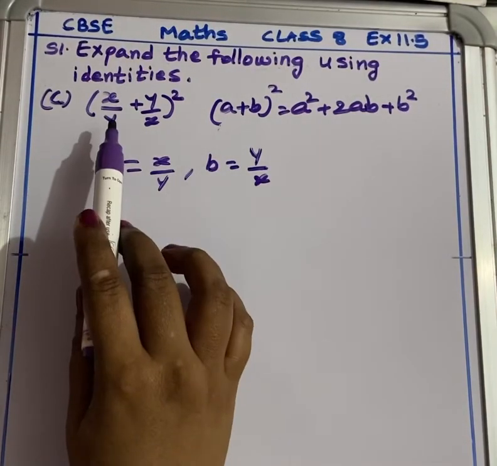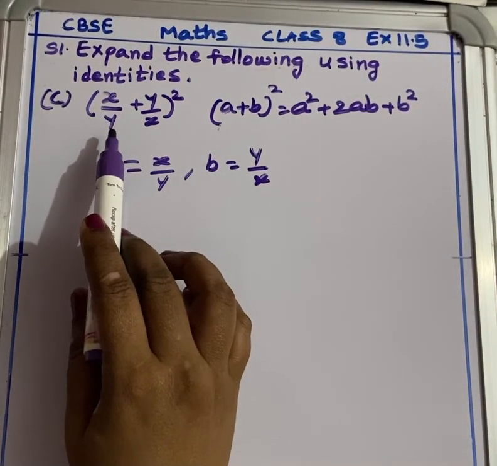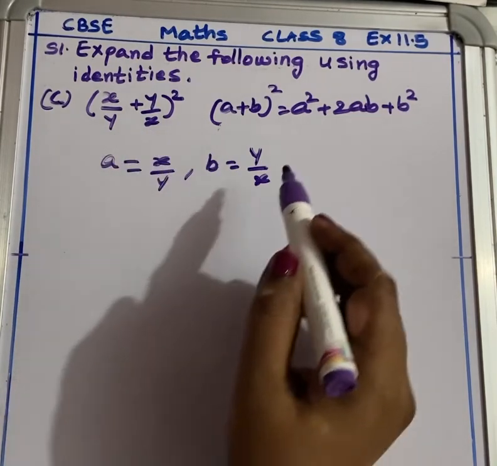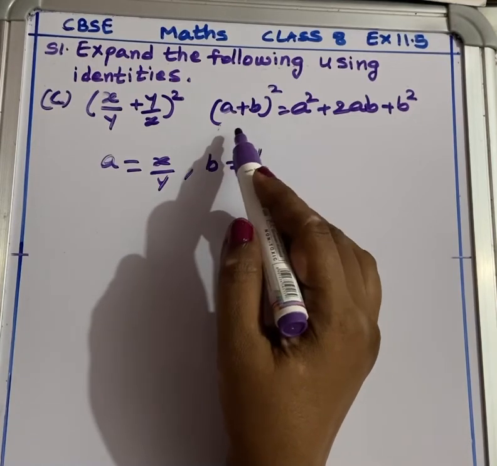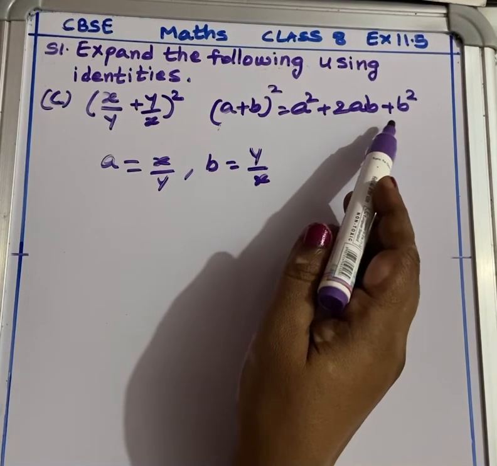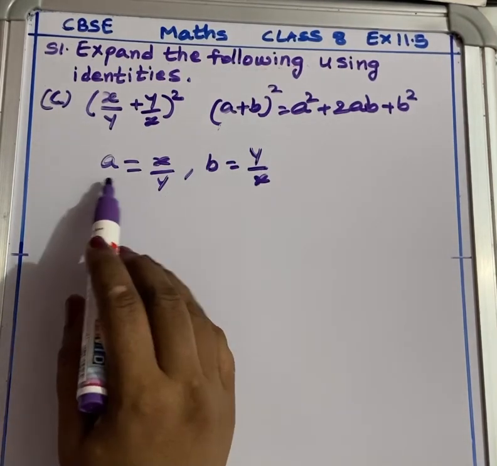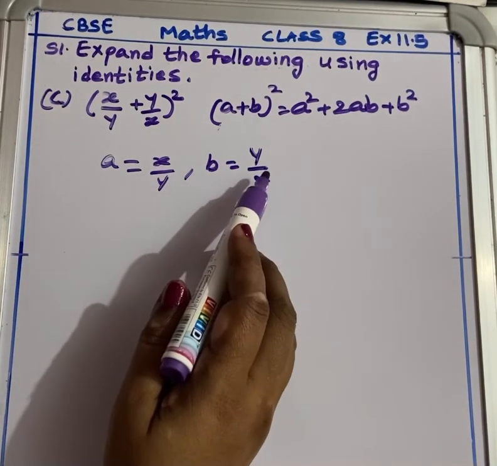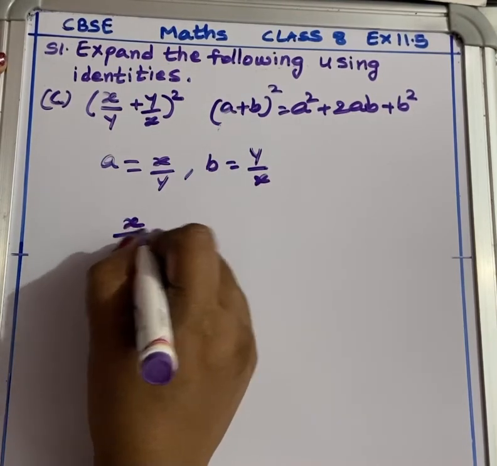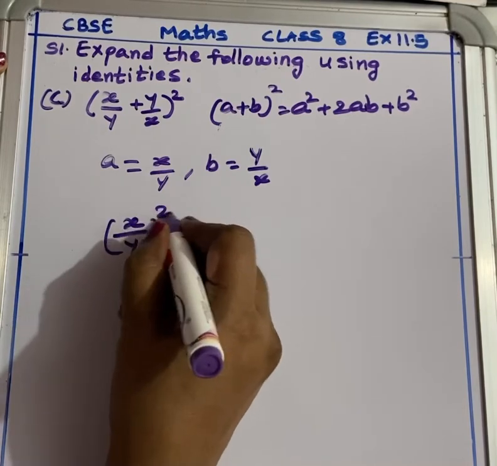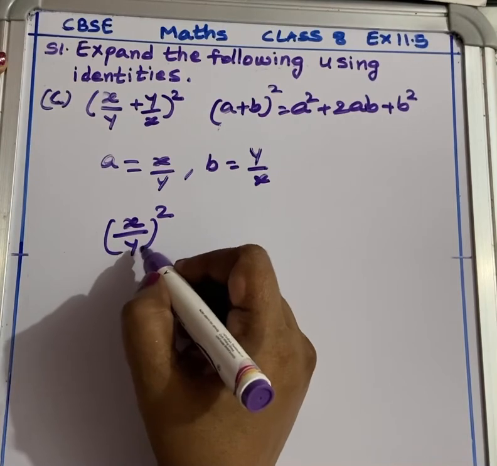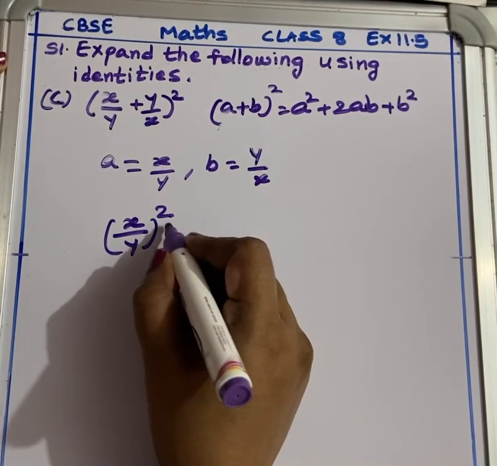C: (x/y + y/x) whole square. So here we are using the first identity (A + B) square equal to A square plus 2AB plus B square. Here A equal to x upon y and B equal to y upon x. So how to solve the sum? (x by y) square.